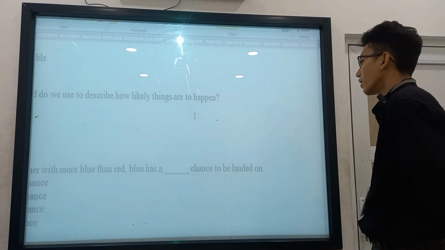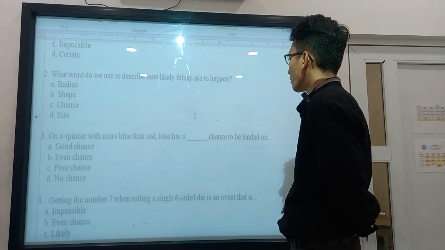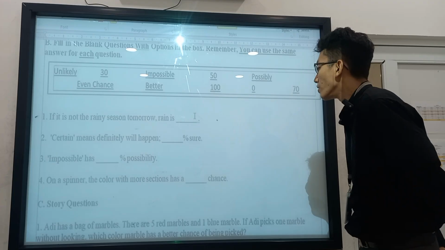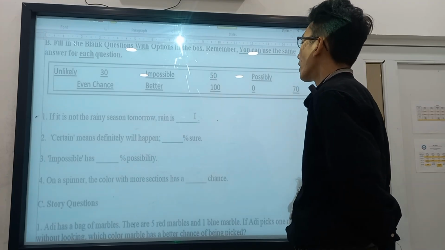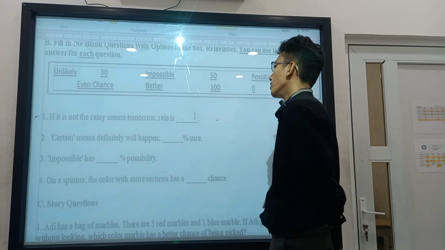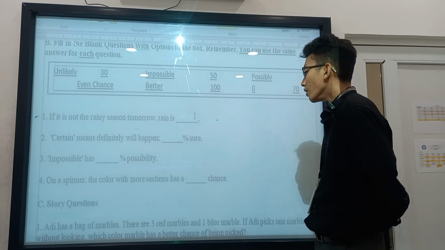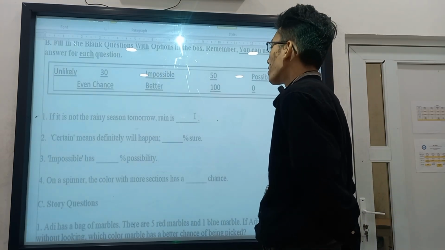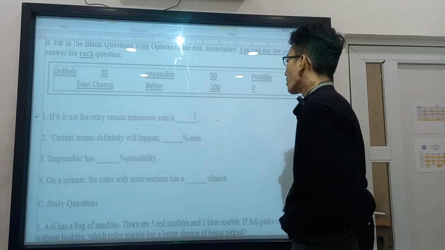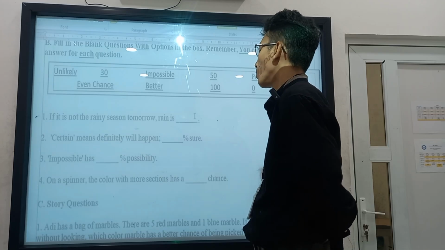If it is not the rainy season tomorrow, rain is unlikely because it is not rainy season, right? So there is a small chance it will rain tomorrow. But it's not impossible. While certain means it will definitely happen, or 100% sure. Impossible has 0% possibility.